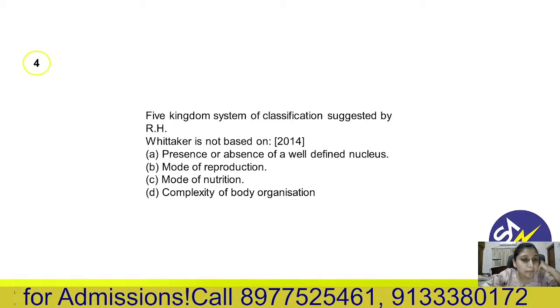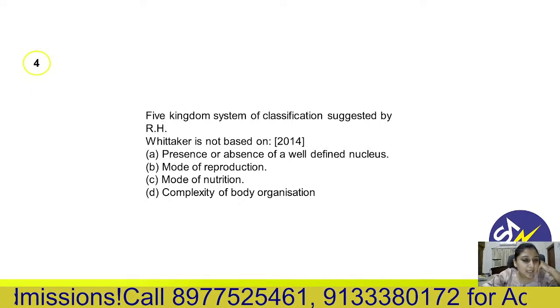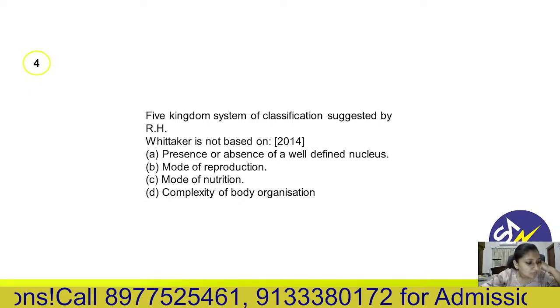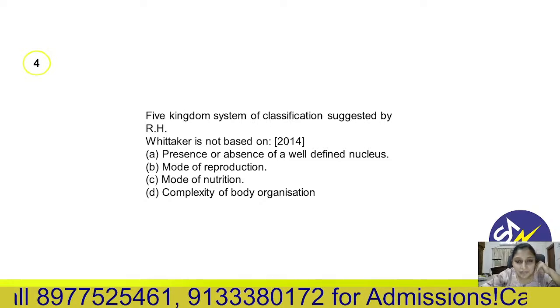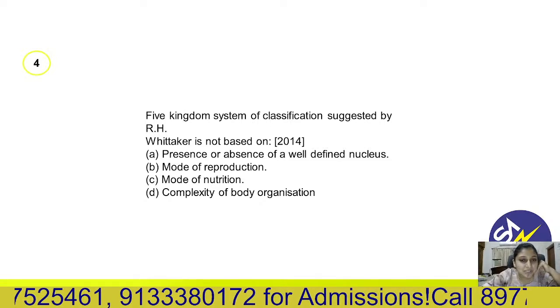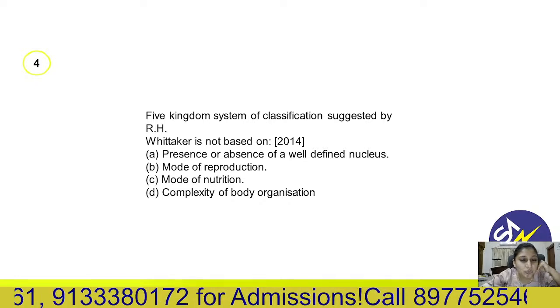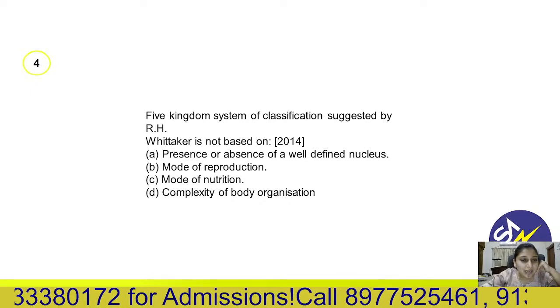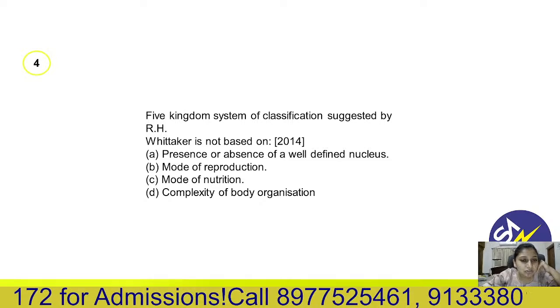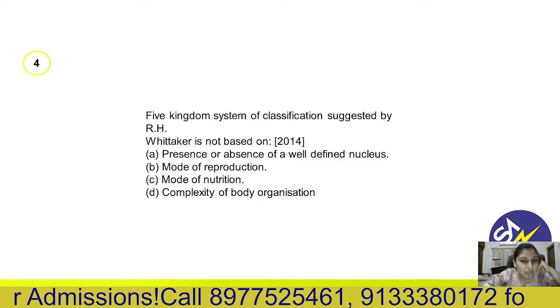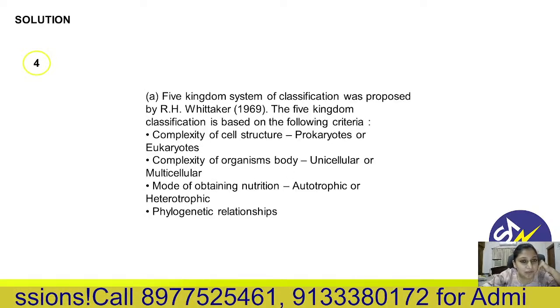Fourth question, the five kingdom system of classification suggested by R.H. Whittaker is not based on, let me give this answer, the presence or absence of a well-defined nucleus. So not based on that. He has considered reproduction, nutrition, complexity, everything, but not the nucleus mainly.